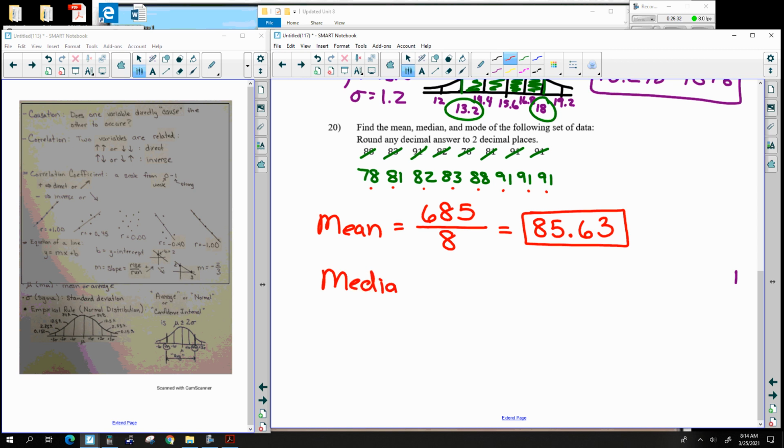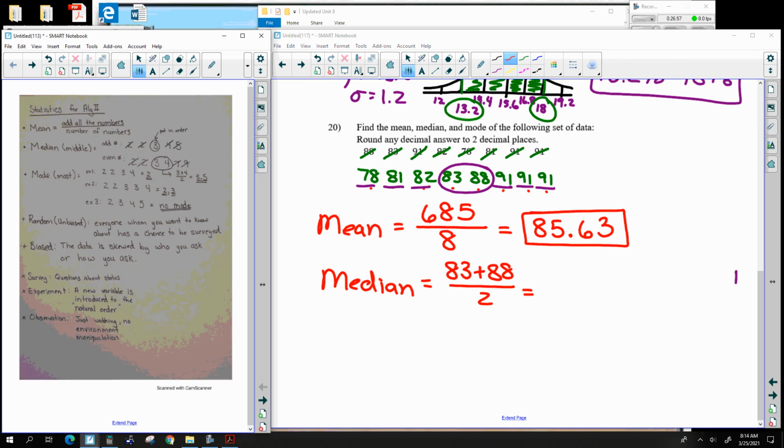The median is the middle. So this is going to be 1, 1, 2, 2, 3, 3. All right, so the middle would exist in the middle of 83 and 88. Again, when it's 2 numbers like it is here, what you do is you add those numbers up and you divide by 2. This is all on that formula sheet, kind of on that front side. So again, I will do this work off camera here. So that's 83 plus 88, divide by 2.